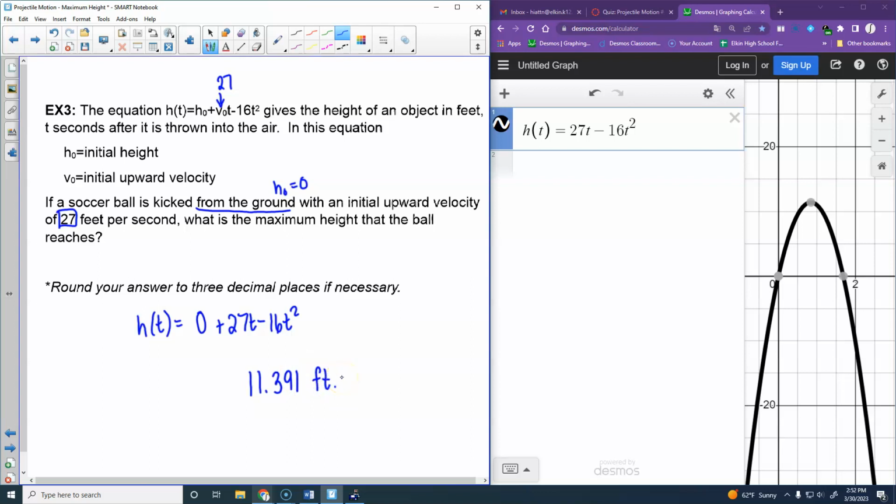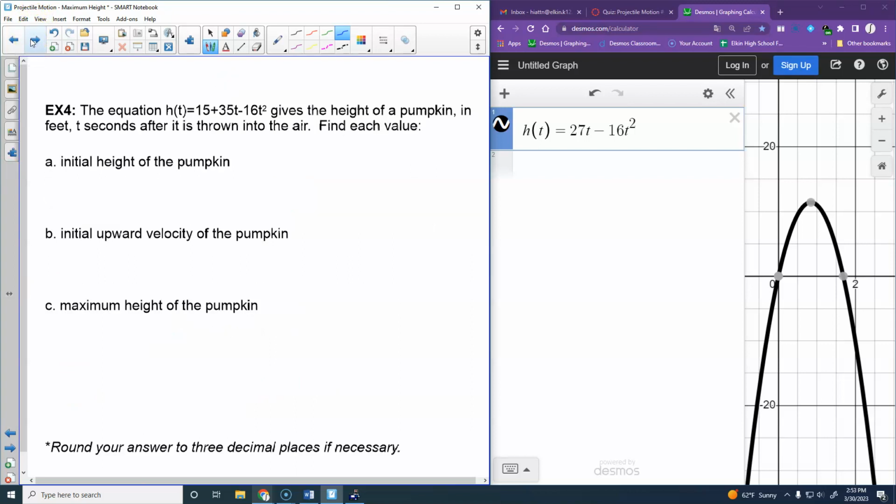Not very high. So I would say that if you kick a ball into the air, you're probably kicking it at a rate higher than 27 feet per second, if you're kicking it really high. If you're a bad kicker, maybe not. All right, questions? All right, let's do a couple more.